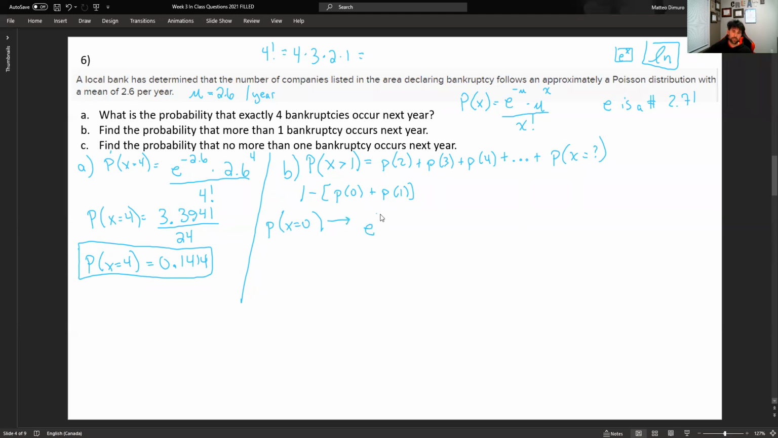So you're going to go e to the negative 2.6 times, remember the formula uses mu, so 2.6 raised to the power of X, and X is 0, divided by X factorial, so 0 factorial. Now, a couple of things about this. Anything raised to the power of 0 is going to be 1. So if you check on your calculator, go 2.6 raised to the power of 0, you'll get 1. So this is 1. When you plug this in on your calculator, you basically get 0.1931. Okay, so that's your numerator.